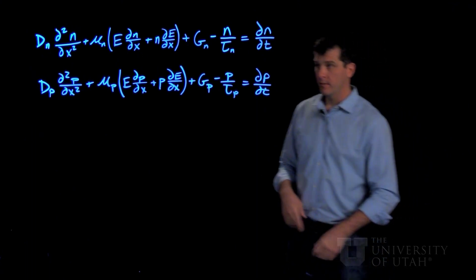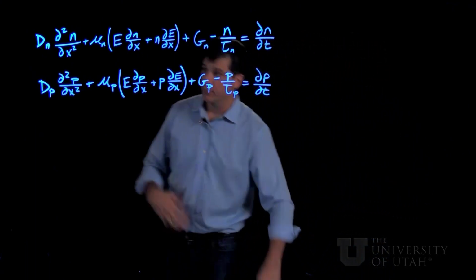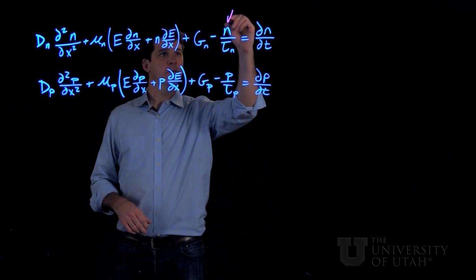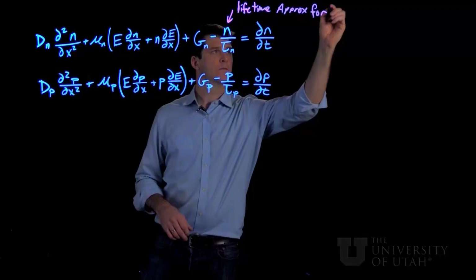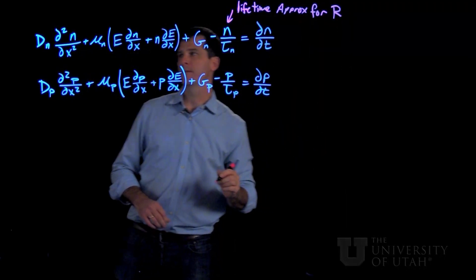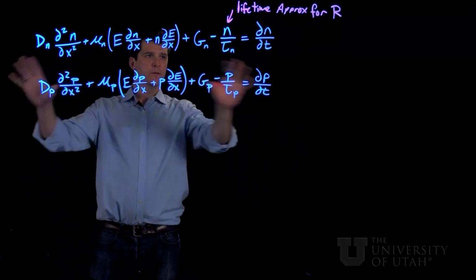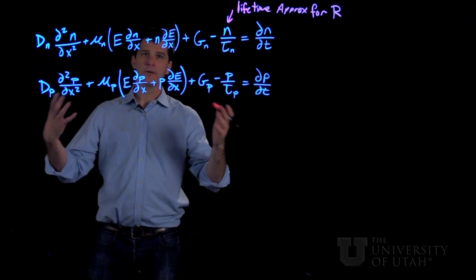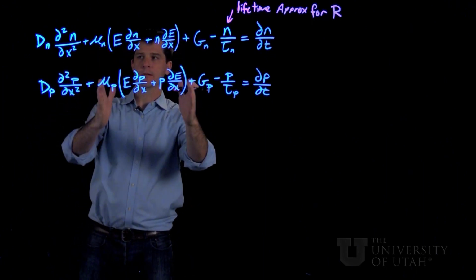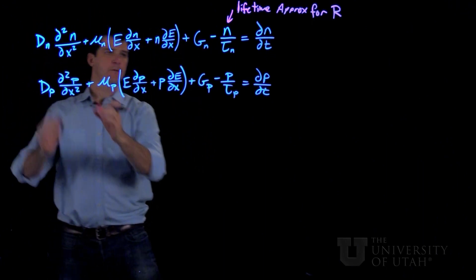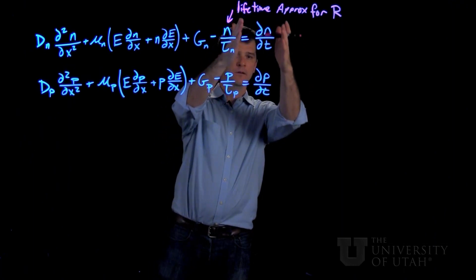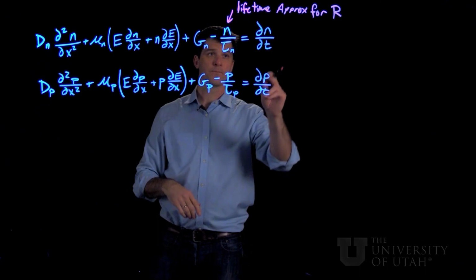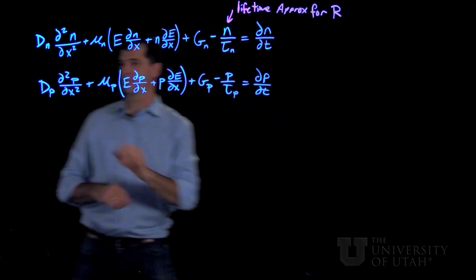So carrying through that derivation and plugging our results into the continuity equations, we've used the lifetime approximation here for the recombination rate. We can get these two differential equations. The drift portion is here, the diffusion portion is here, generation, recombination equals our total time derivatives of the carrier densities. And notice these are the total carrier densities.